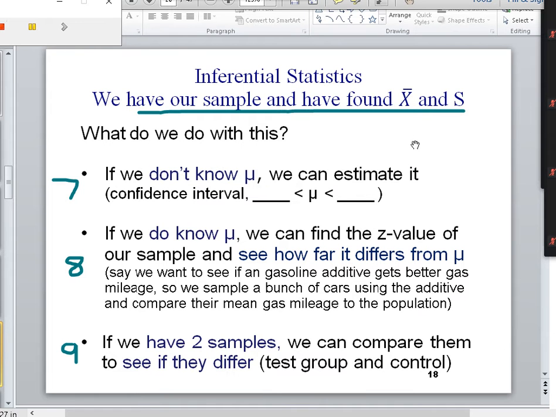So inferential statistics. We found our sample, we found our x bar and our s. What do we do now? There's several things we can do. The first thing is, if we don't know our mean, we can estimate it with a confidence interval, saying the mean is between these two things. That's chapter 7. Or if we do know our mean, but we want to compare our sample to it and see if our population differs somehow, we can do a test. That's chapter 8 stuff. Or if we have two samples, we can compare them and see if they differ, find the difference between them. That's chapter 9, what we're going to be doing next.